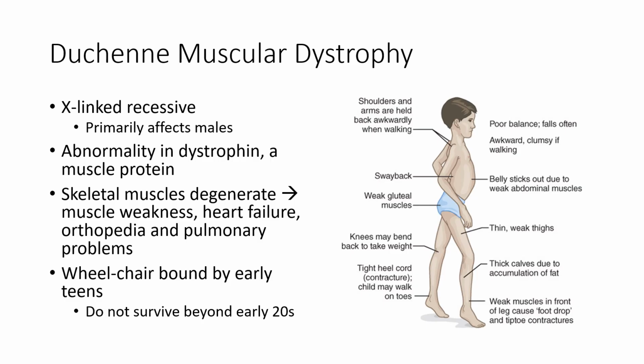Clinically, patients lose ambulation in their early teens and become wheelchair dependent. Historically, survival into the early 20s was typical, though advances in cardiac and respiratory care are now extending life expectancy, which is something older textbooks often fail to mention.